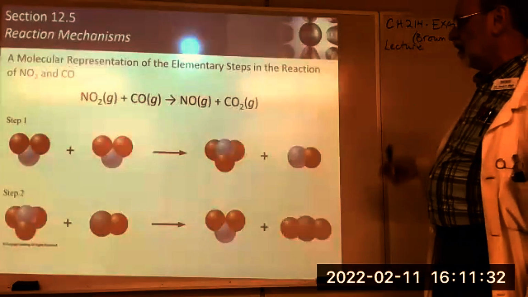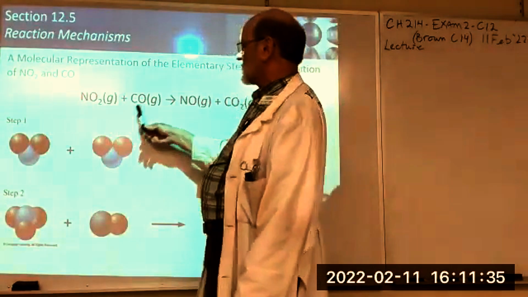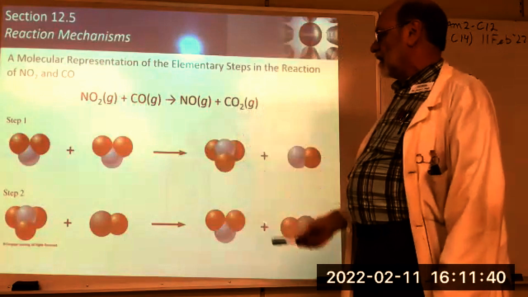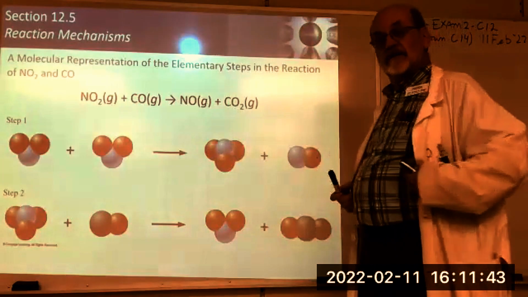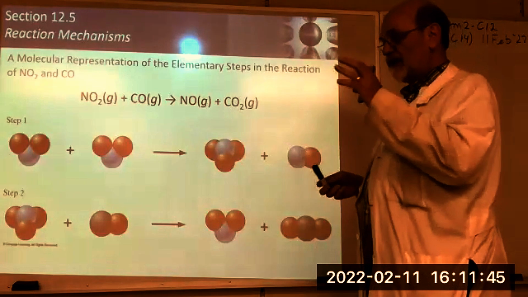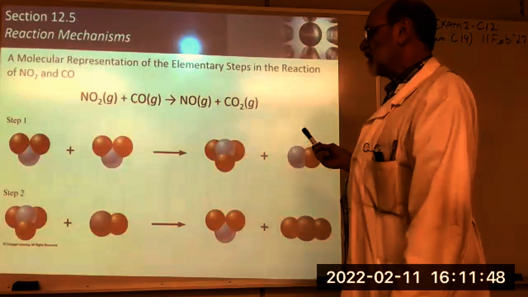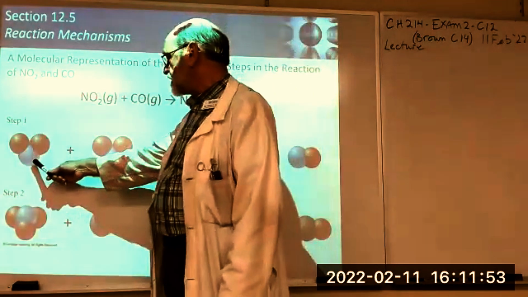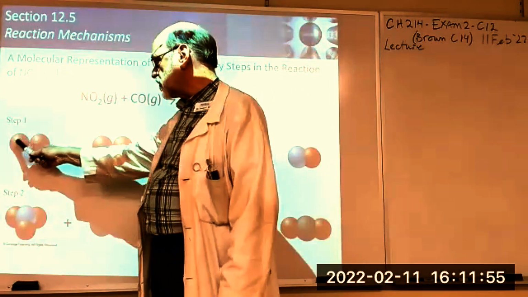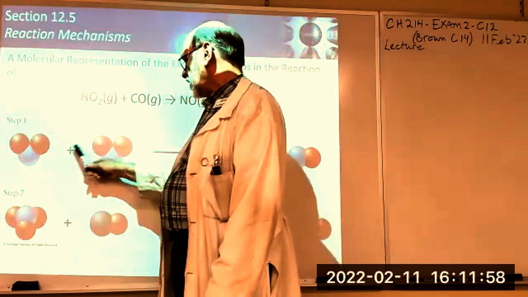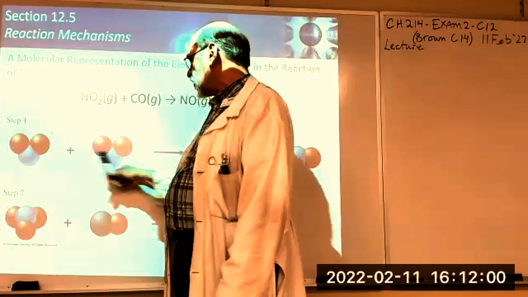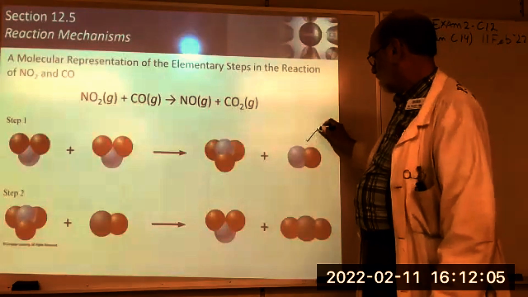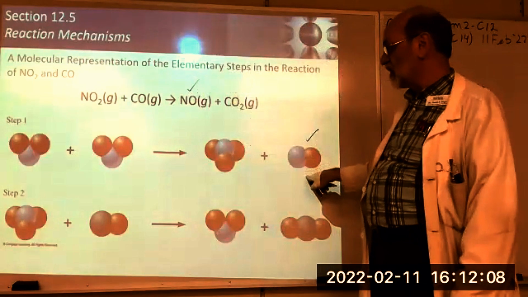Here's an example. If we're going to react nitrogen dioxide and carbon monoxide and make nitrogen monoxide and carbon dioxide, then this has been determined by methods that I'll describe in a minute to be the two-step mechanism for this reaction. First of all, you take 2 of these nitrogen dioxides, right? That's nitrogen and these are 2 oxygens. You get 2 of these together and you get nitrogen trioxide plus nitrogen monoxide, okay? So here we've got this one right here that produces this.